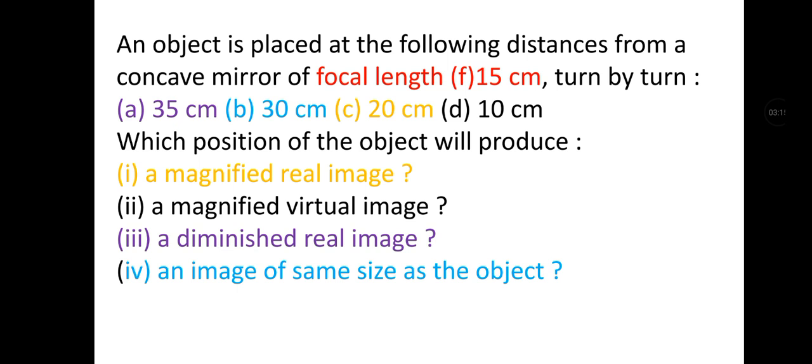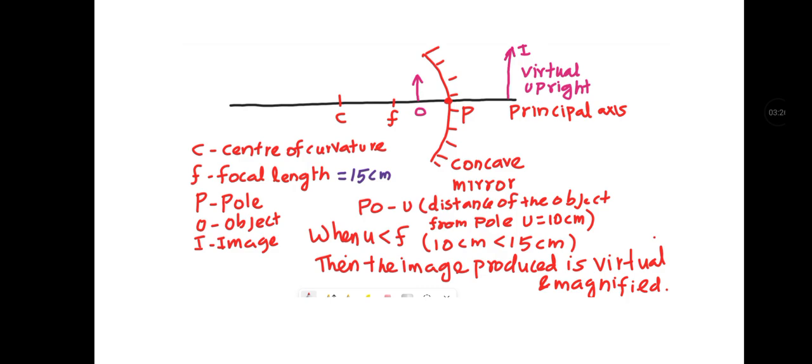So all the answers are already given. Before solving, we have given the answer. Let us go for the justification. Let us begin with the 10 centimeter. When the object is placed at 10 centimeter from the concave mirror, that means the object is placed between the focal length and the pole. When the object is placed between the focal length and the pole, it will produce the magnified erect virtual image.